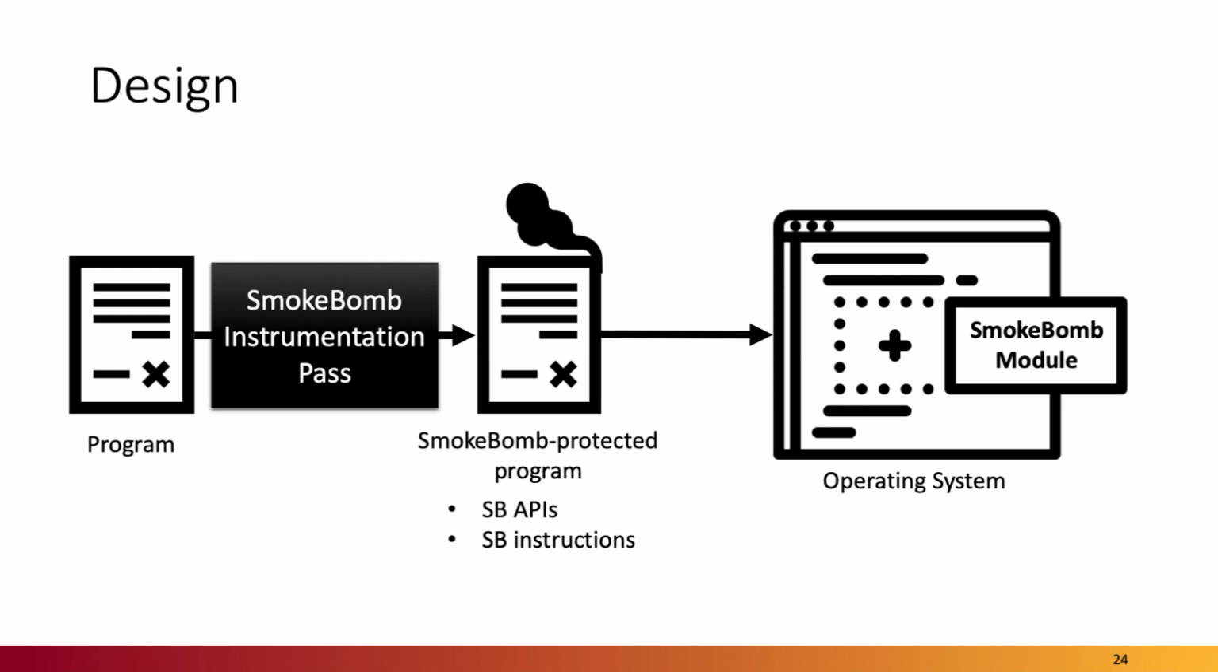SmokeBomb consists of two modules: an LLVM instrumentation pass as a compiler extension, and a loadable kernel module. The compiler pass automatically modifies the source code of a program at the LLVM IR level. It inserts API calls and patches cache-relevant instructions to instructions that we defined and software-emulated during runtime. SmokeBomb-protected programs run with the kernel module that provides actual functions for mitigating cache-side channel attacks.